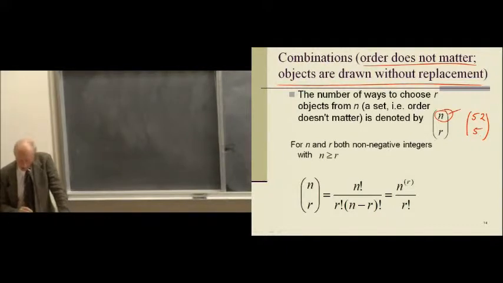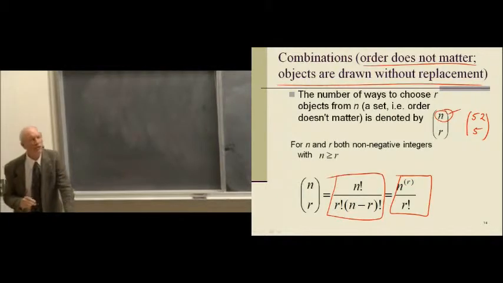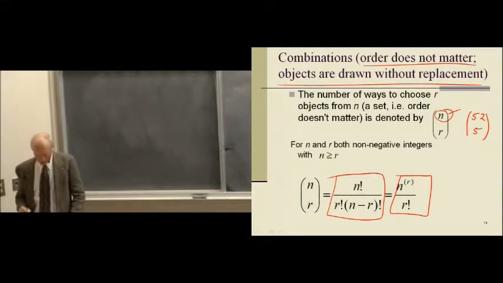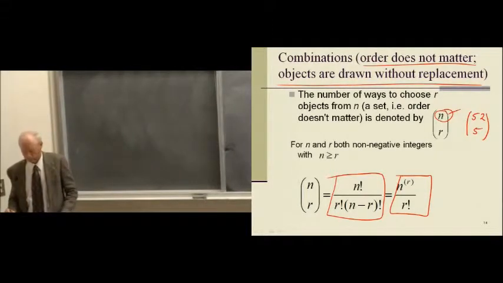N choose r is n to r factors divided by r factorial. Or the definition you've seen most is n factorial over r factorial times n minus r factorial.